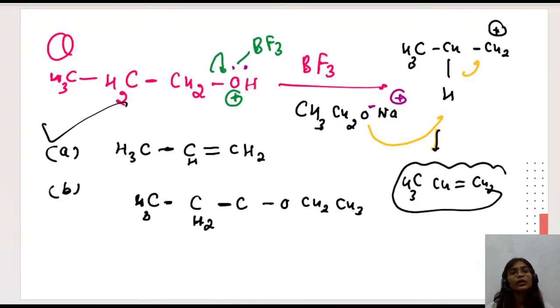Now the next question: between E1 and E2, which mechanism are we going to follow here? Option A is the correct one here, but which mechanism are we going to follow? Is it E1 or E2? Because elimination also has some part, right? So should we go with the E1 mechanism or the E2 mechanism?